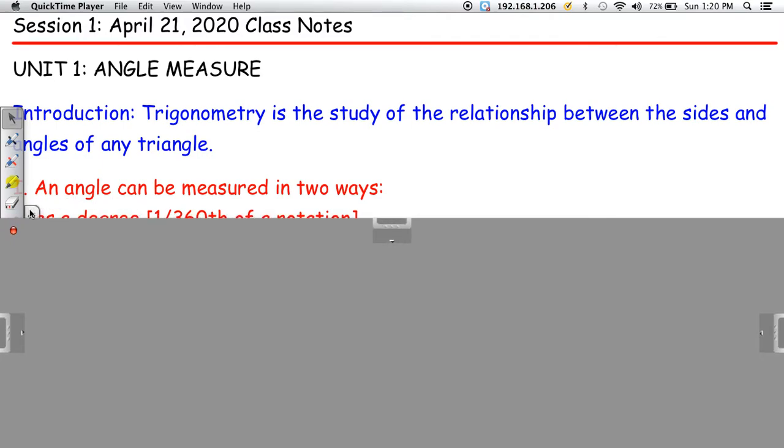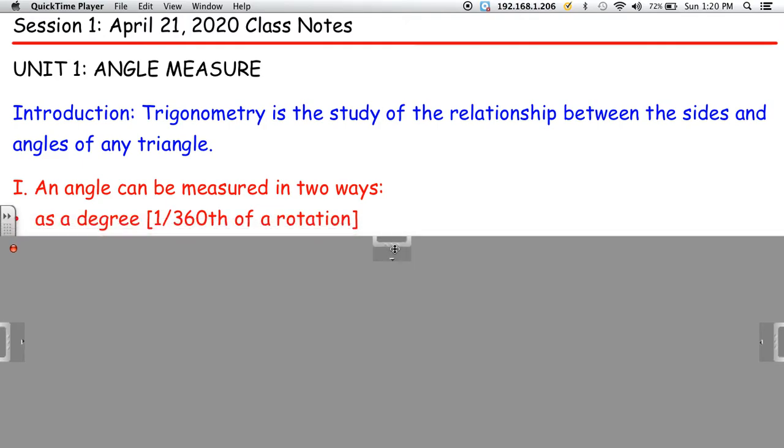Angle measure. An angle can be measured in two ways. The first way you're all familiar with: if I measure it as a degree. Basically each time I turn, it's 1/360th of a rotation, because if I do the entire circle, it comes out to be 360 degrees. So that's the first measure.